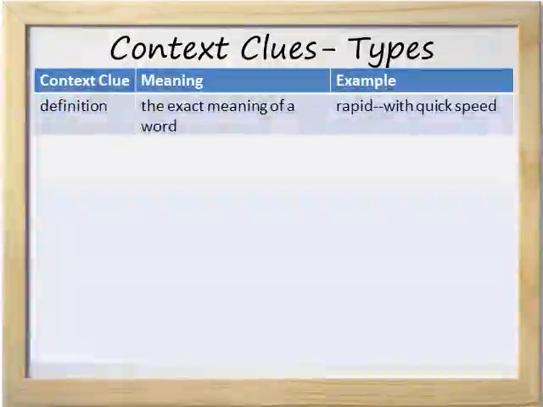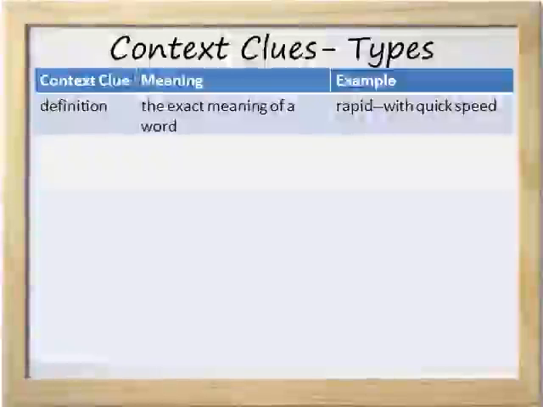The first type of context clue we'll learn about is a definition. A definition is the exact meaning of a word. For example, the definition of the word rapid is with quick speed.